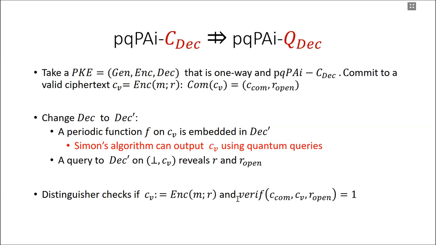property of the commitment. So in the fake game, the adversary cannot output a message and R open such that these two checks hold true. But in the real game, the adversary can apply Simon's algorithm to get CV, then query CV to get M, and also query CV on purpose to get R and R open, and pass these two checks.